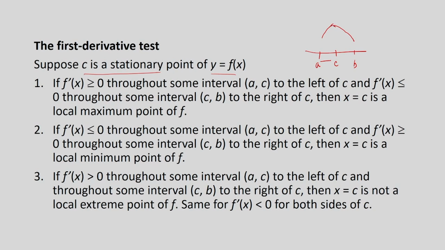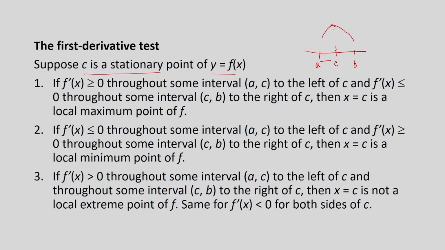So, this is the intuition. At this point, the derivative is equal to 0. To the left, the derivative is non-negative. To the right, the derivative is non-positive, and that will guarantee that at c you have a maximum point, local maximum. You have to basically find out some interval around c which satisfies this condition.